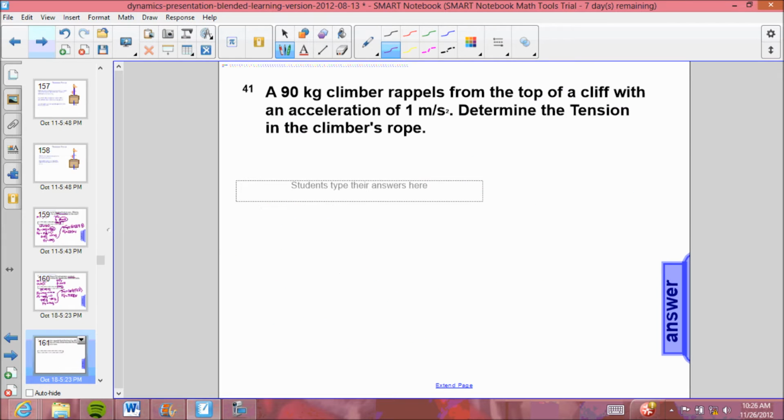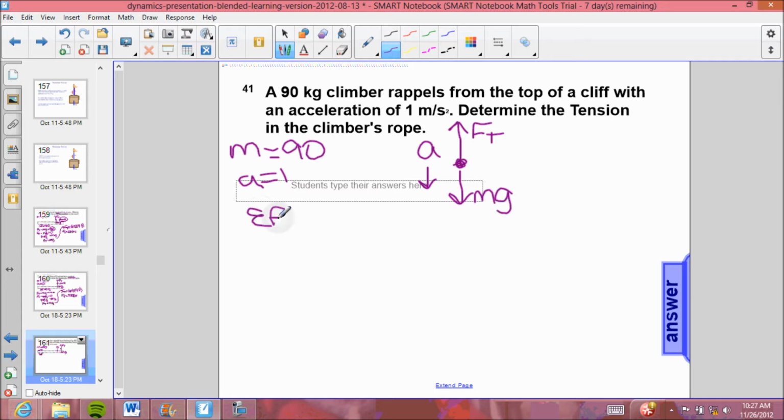All right, next problem. A 90-kilogram climber, so m equals 90, propels, that means they're going down, from the top of a cliff with an acceleration of 1 meter per second squared. So now we've got that our a is going to be 1. Determine the tension. So if we make our free body diagram, we've got the rope that goes up, so that's Ft. Mg is always down, and in this case, a is going down because that's the direction he's going in. He's going down. So now we've got sigma F equals ma.